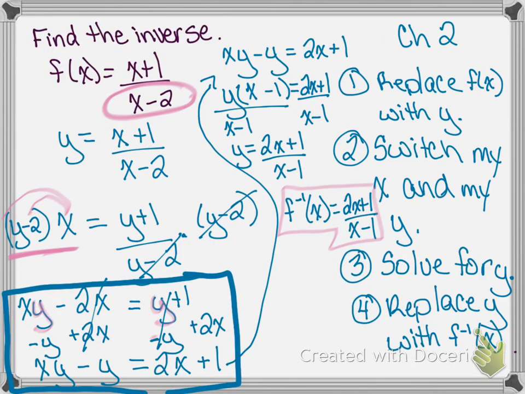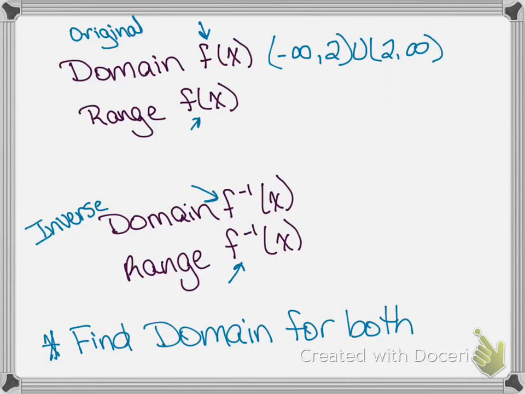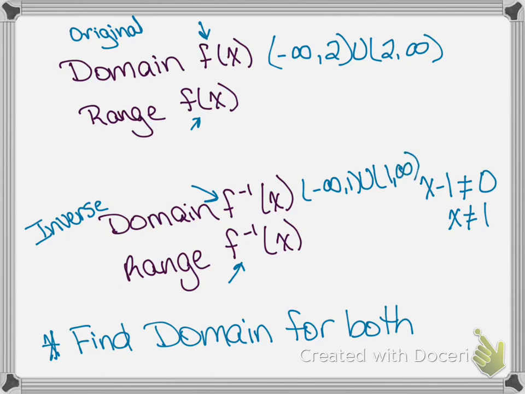Now, here, I've got x minus 1 in the denominator. Do you see that? x minus 1. So I cannot have a 0 there. So for the domain of my inverse function, x minus 1 cannot be 0. So what can x not be? 1, positive 1. So I would write that negative infinity to positive 1, union 1 to infinity.